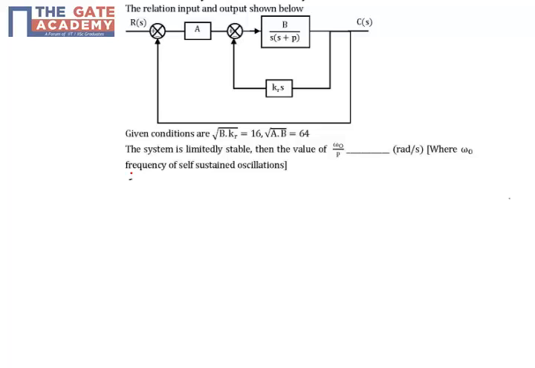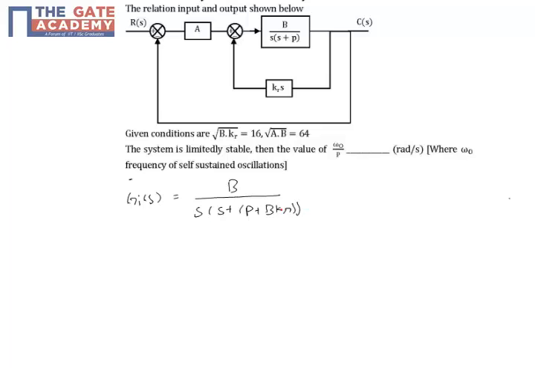First we have to find the total transfer function, that is a closed loop transfer function C of s by R of s. First we will find the transfer function of the inner loop. So Gi of s, the inner loop transfer function, is equal to b divided by s into (s plus p plus b into Kr).